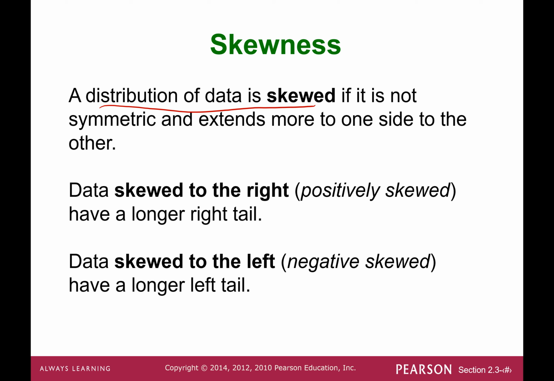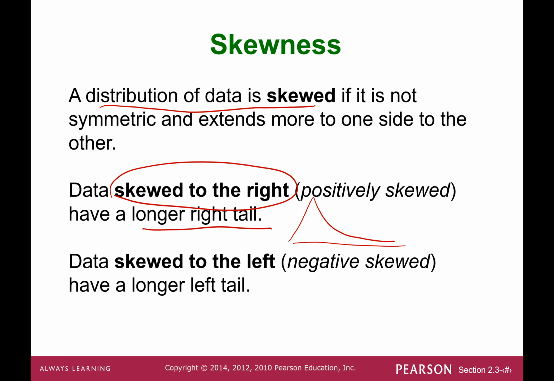And we have the skew to the right. If we have a longer right tail, meaning positively skewed. The longer right tail, for example, like this. Right, this has a longer right tail. Then this is skewed to the right. That means most of the data are condensed on the left-hand side.